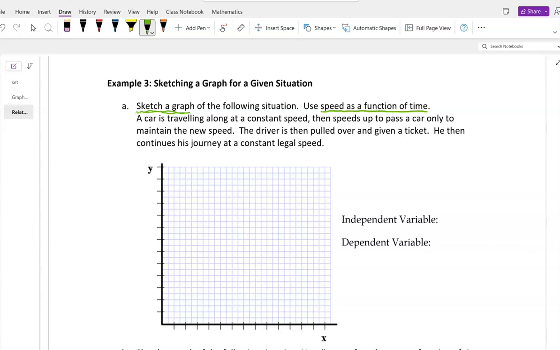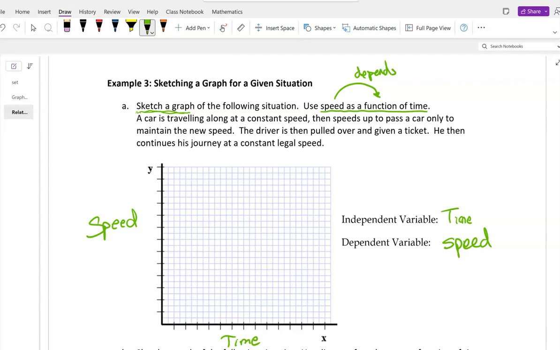This is really important. So speed depends on time. This tells you that the dependent variable is speed and the independent variable is time. So I'm going to put time down here and I'm going to put speed down here. Now, typically, you don't get any numbers. You're not told what the time is and what the speed is. So I don't have to put numbers down there. This is an estimate.